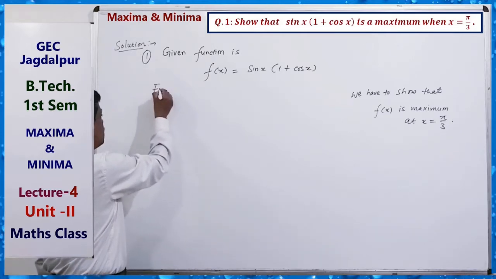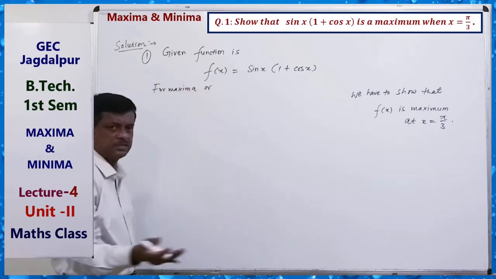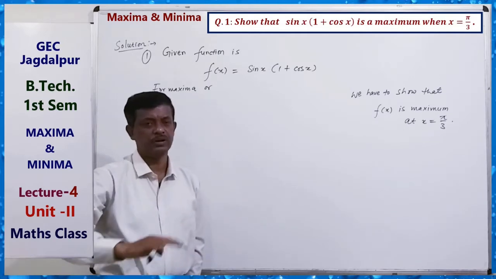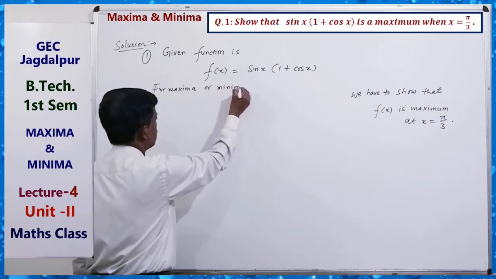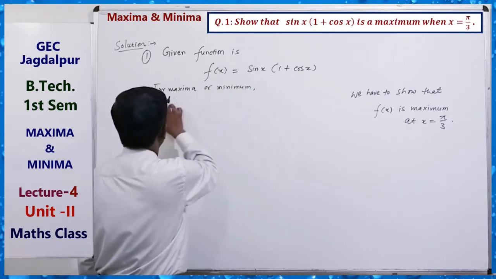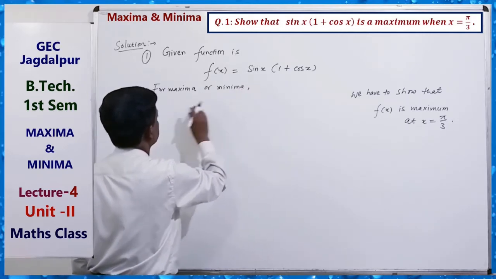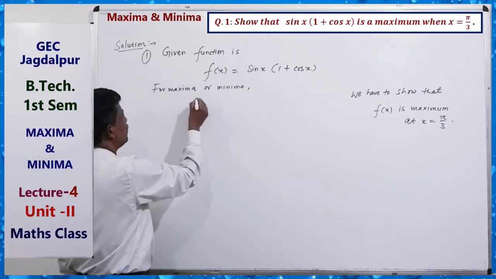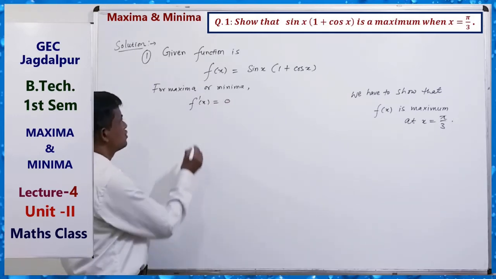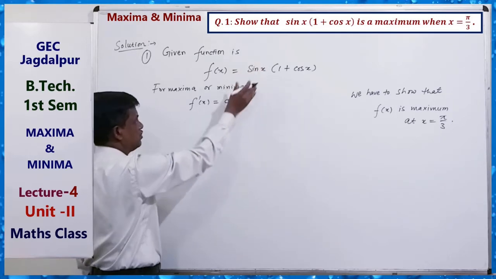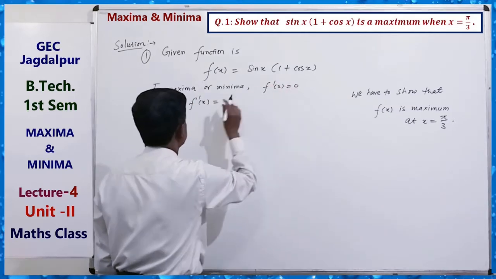So we can write, for maxima or minima, just we can see in the diagram, for a maximum point or for a minimum point, the derivative should be 0. So here, for maxima or minima, f dash x equals what? 0. Derivative. f dash x equal to 0. So f dash x, just find the derivative. Okay. f dash x equals 0.